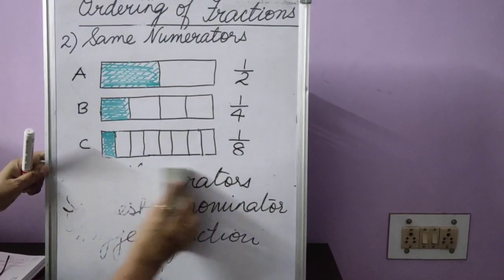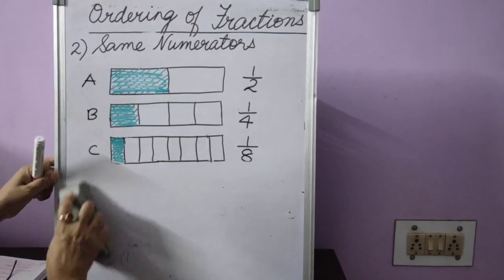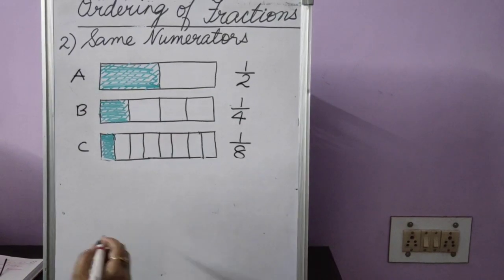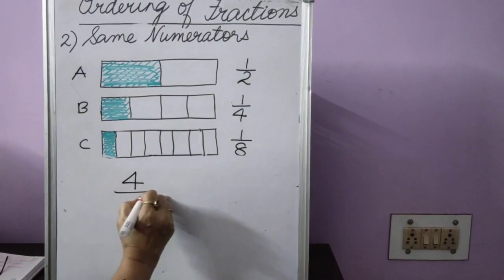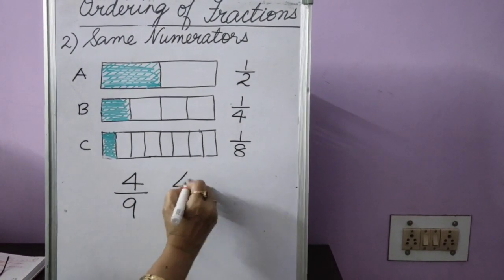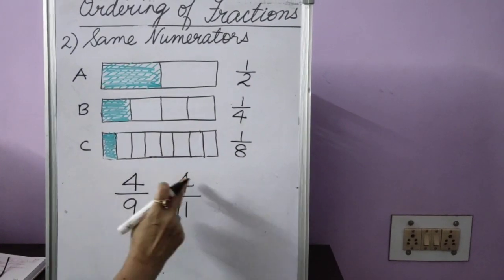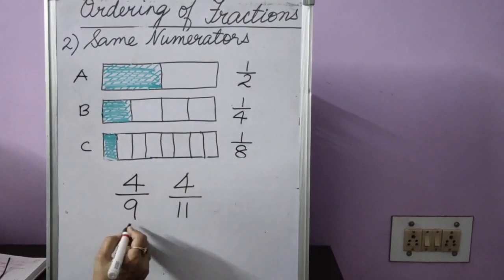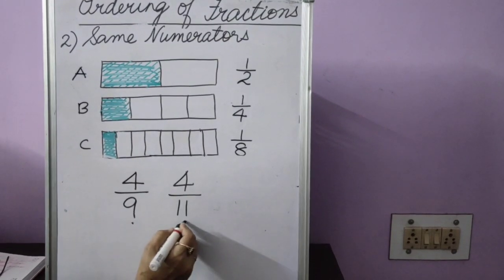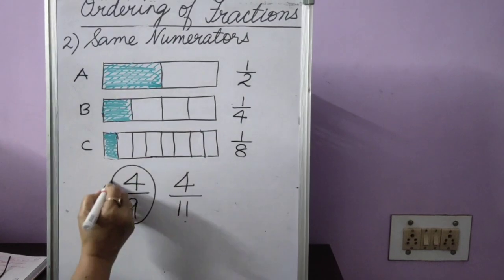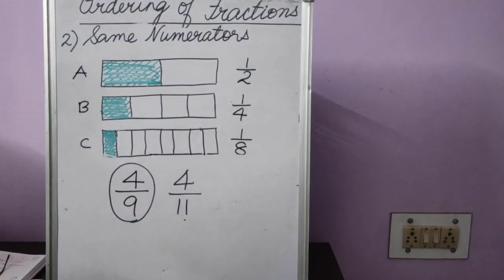Okay. Now, in the same way, you can have 2 fractions. You should have at least 2 fractions, children, to compare. Suppose you have 4 upon 9 and 4 upon 11. What is same over here? The numerators are the same. So look at the denominators, 9 and 11. Which is smaller? 9. So this becomes the bigger fraction.